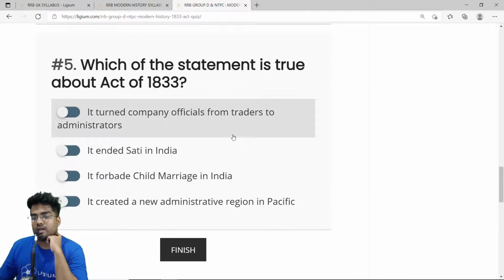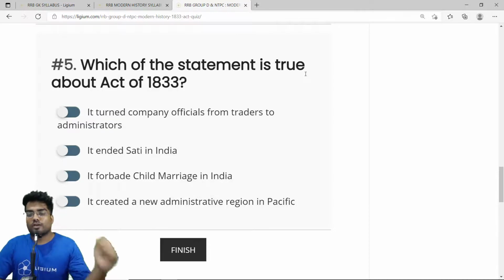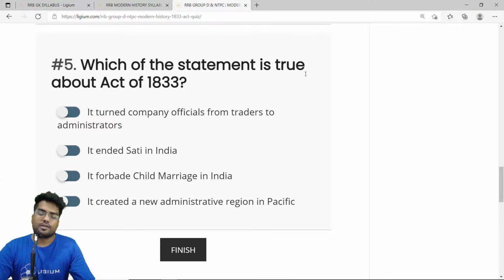Then we have the last question. Which of these statements is true about the Act of 1833? It turned company officials from traders to administrators. This is true. Before the Act of 1833, the East India Company worked solely for profit. But after 1833, because of the rise of the liberal government in Britain, it was decided that the company had to wind up their business in India and behave like administrators. So the first option is true.